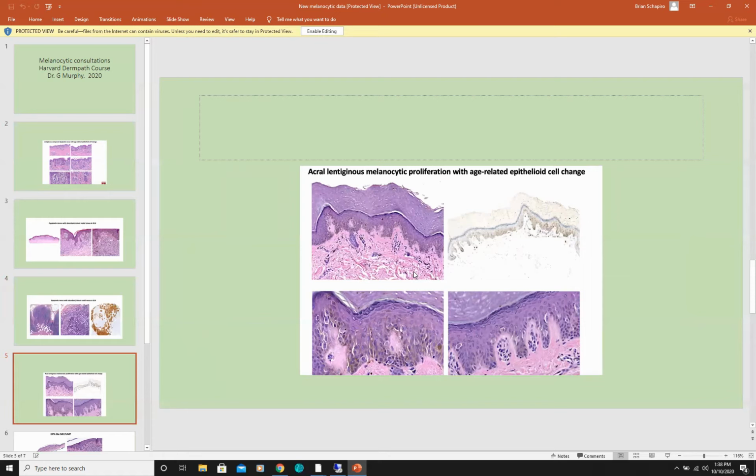Another new name I saw was acrolentiginous melanocytic proliferation with age-related epithelioid change. And these are very difficult to distinguish from acrolentiginous melanoma. The experts get these kinds of cases in consultation, where you see acral skin, predominantly single cells, and they're epithelioid. And this was an interesting entity.